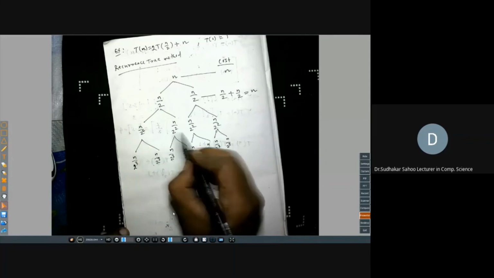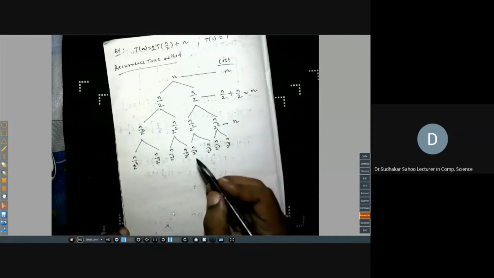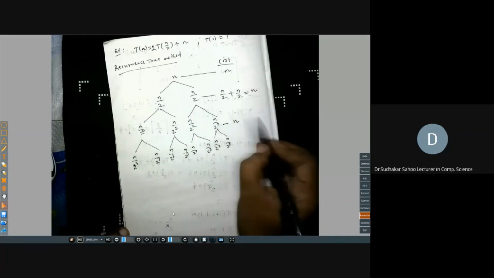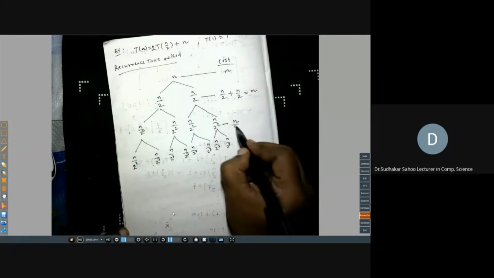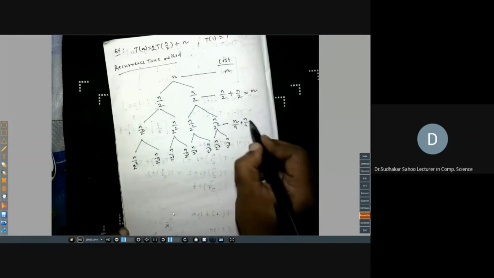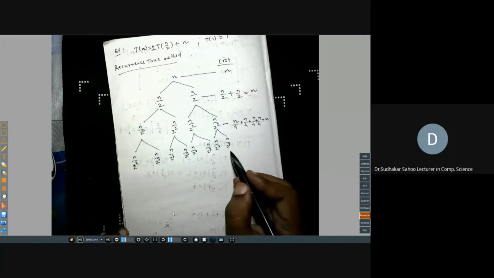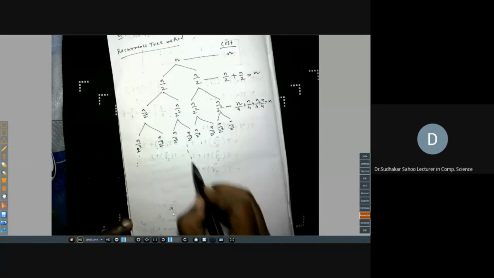So each step first is (n/2)² plus (n/2)² plus (n/2)². Here again you add 4: n/4 plus n/4 plus n/4 plus n/4. This is the total cost. So you go on dividing until you reach the base case.